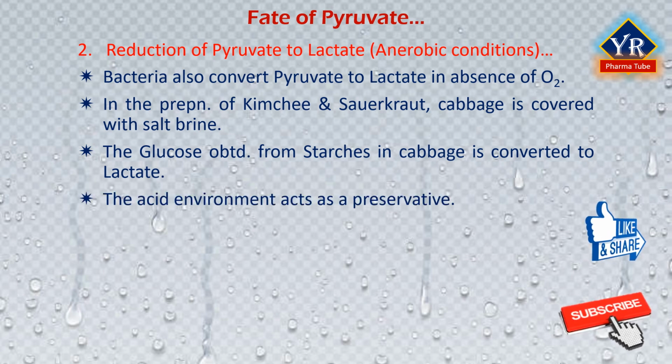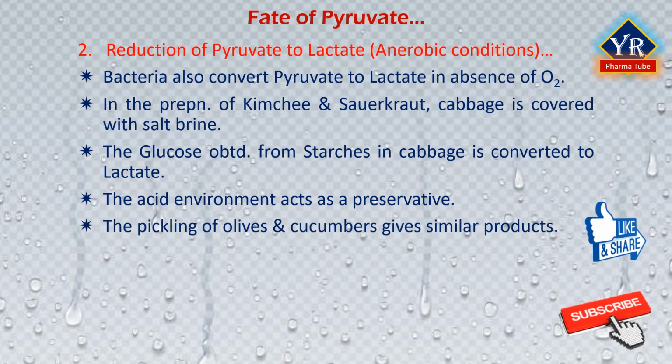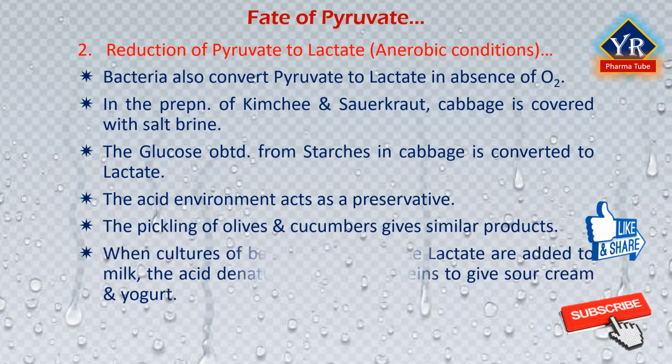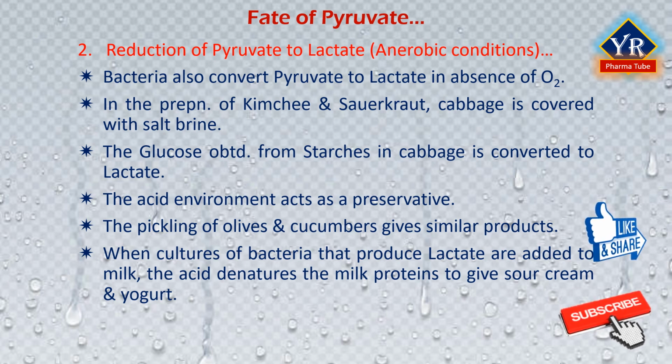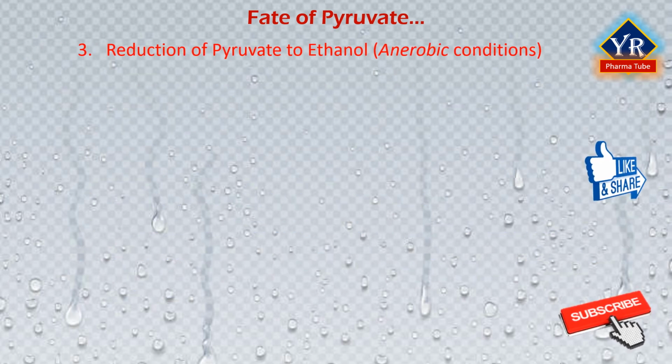The acid environment acts as a preservative that prevents the growth of other bacteria. The pickling of olives and cucumbers gives similar products. When cultures of bacteria that produce lactate are added to the milk, the acid denatures the milk proteins to give sour cream and yogurt. Reduction of pyruvate to ethanol.